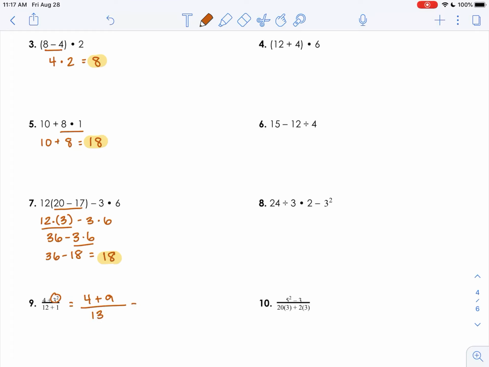I need to continue to simplify the top. 4 plus 9 is 13. On bottom, I have 13. 13 over 13, both top and bottom can be divided by 13. You don't have to write this out if you understand what I'm doing here. 13 divided by 13 is 1. 13 divided by 13 is 1. Or you could just recognize that any number divided by itself is 1.